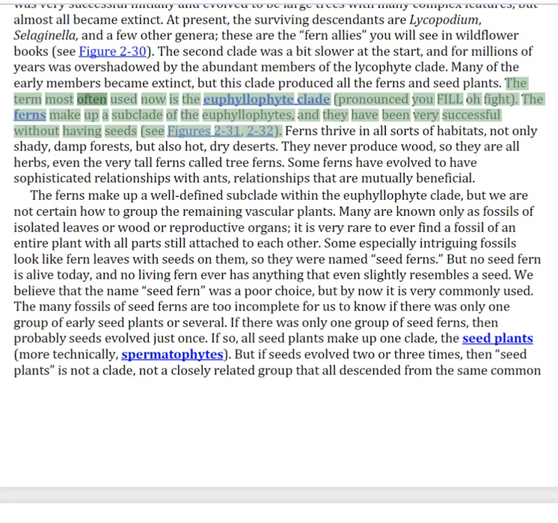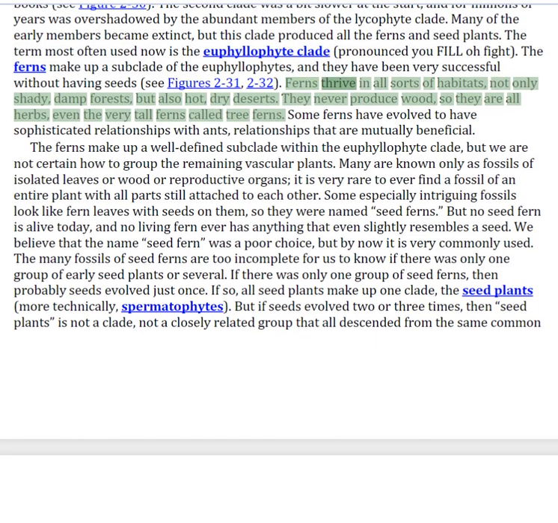The term most often used now is the Euphilophite Clade. The ferns make up a subclade of the Euphilophytes, and they have been very successful without having seeds. Ferns thrive in all sorts of habitats, not only shady, damp forests, but also hot, dry deserts. They never produce wood, so they are all herbs, even the very tall ferns called tree ferns.